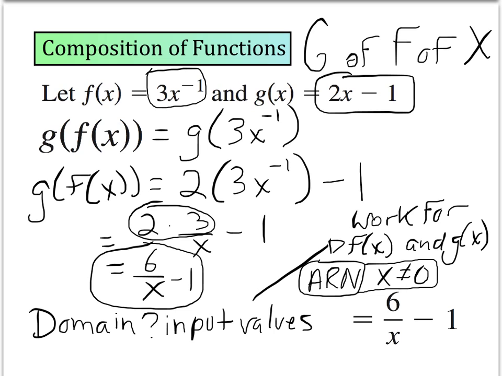So why can x not equal 0? Well, in our function, 3 times x raised to negative 1 is effectively written like this as well, and we can't have a 0 in the denominator. So this doesn't work for f of x, so it can't work for the composition of both functions.